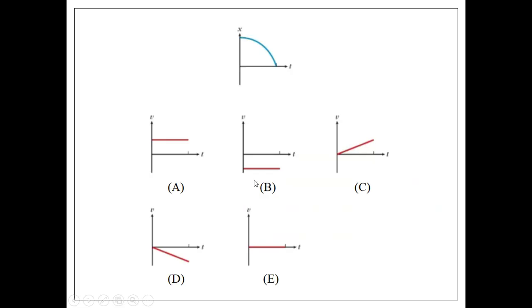Here you're given an x-t graph, and once again, you're asked to pick a velocity-time graph that corresponds with it. So just learn how to draw tangent lines when you're given an x-t graph, and then from there you can tell whether an object speeds up, slows down, and the direction in which it moves.